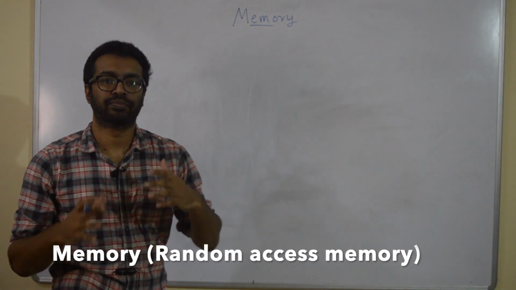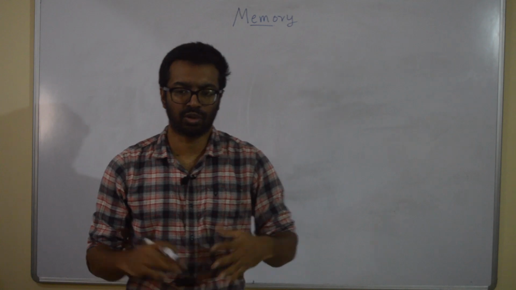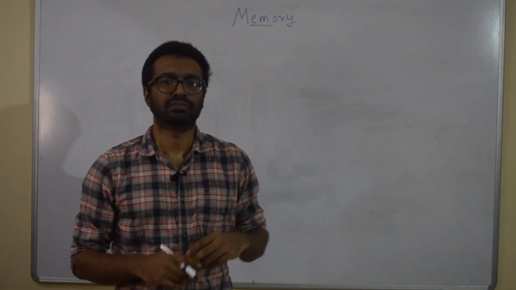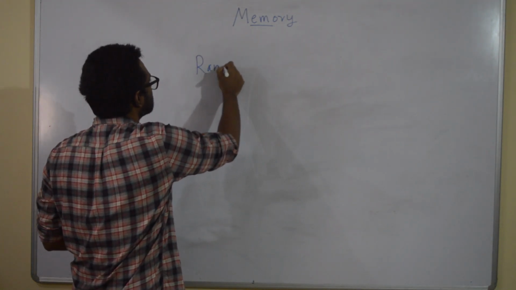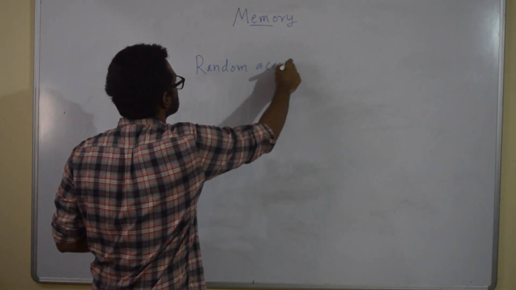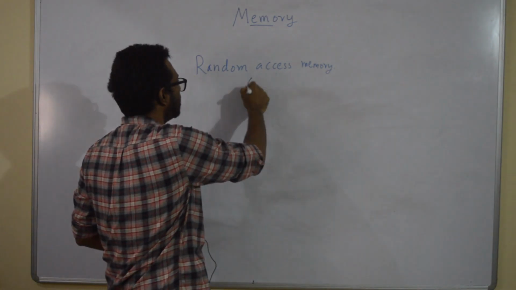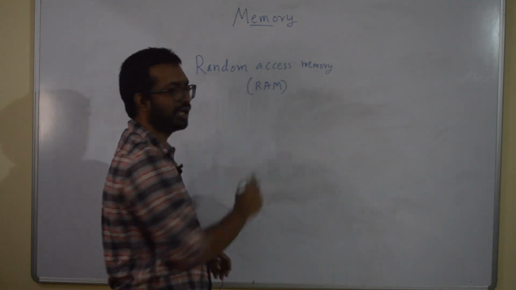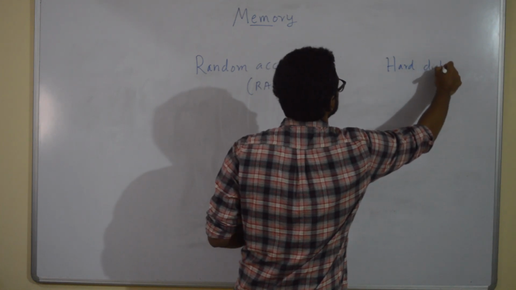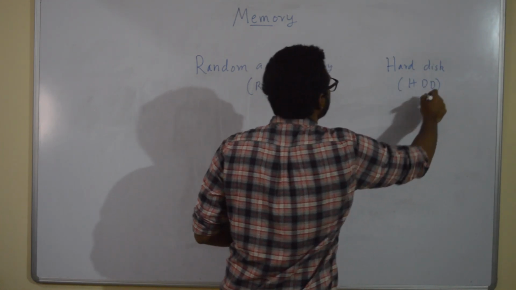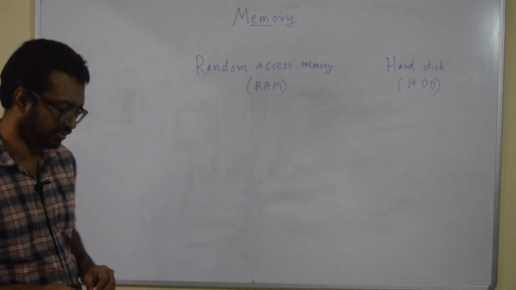We'll be looking at computer memory. For the purpose of this course, there are two kinds of memory which are important. One is called random access memory, or RAM, and the other is your hard disk, HDD. These are the two kinds of memory system which we'll be interested in this course.